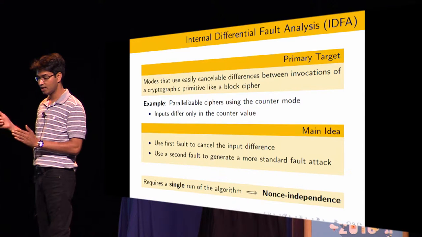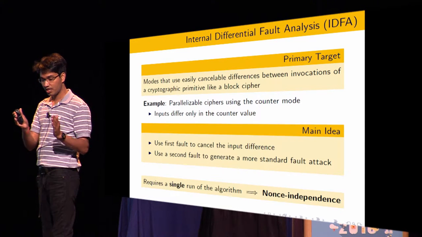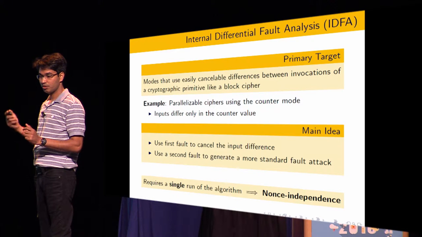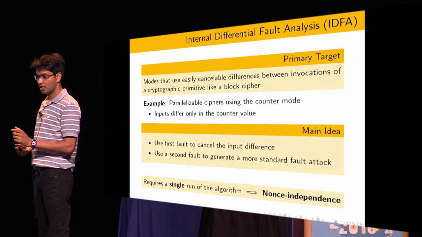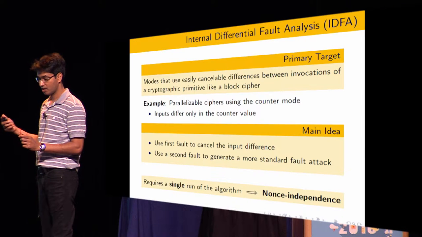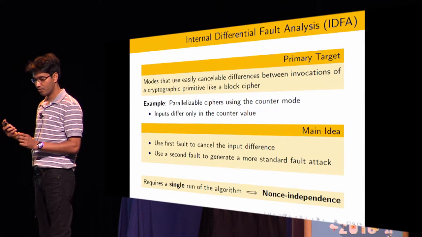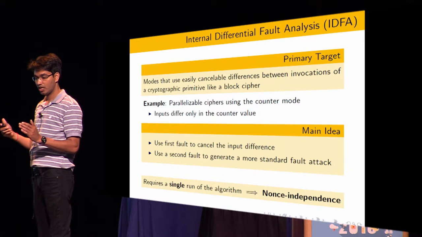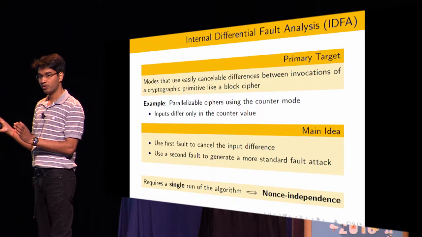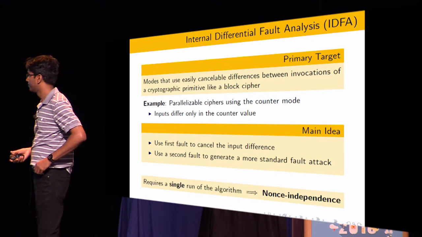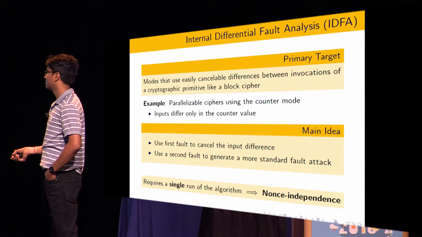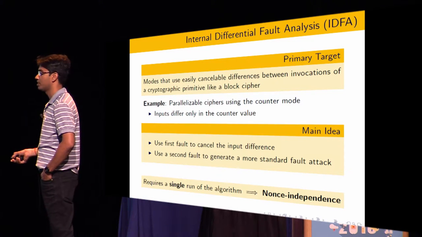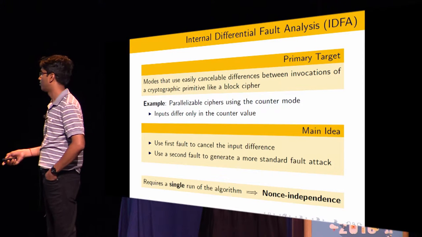Technically, in this algorithm, you have a fixed part and the counter value is incrementing. So in the first place, they try to inject some fault in the counter, which is going to be incremented for every message. That fault will make the input the same as some other instance of the same algorithm. And in the second place, they inject the second fault, as you have in fault attacks, somewhere in the round.